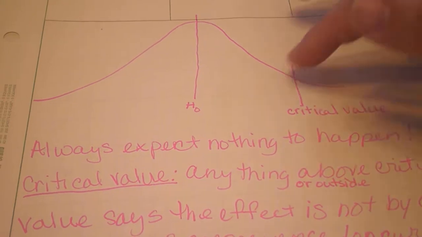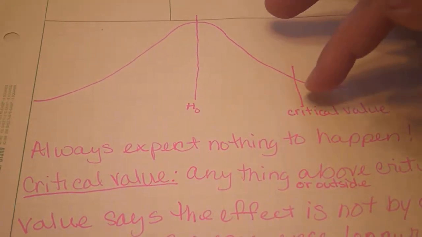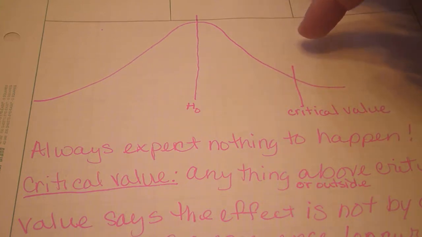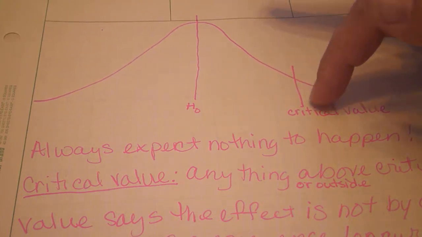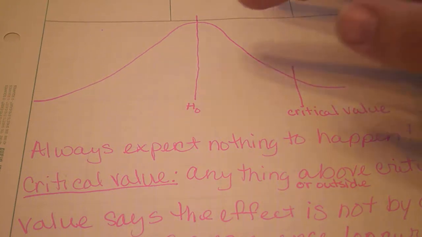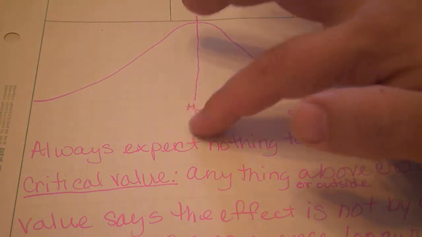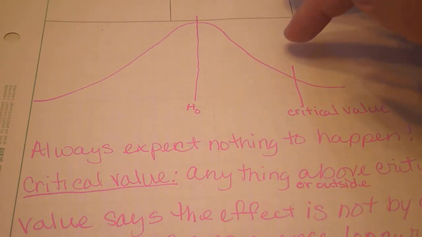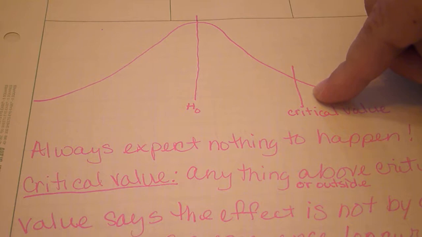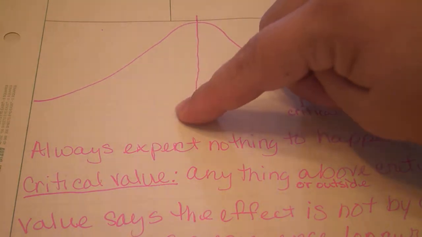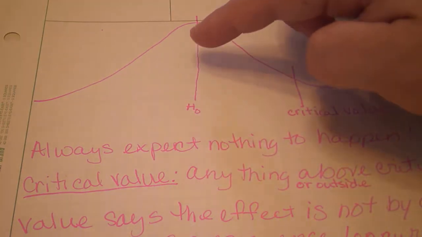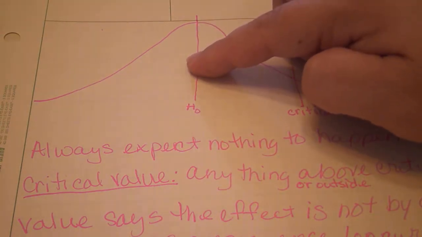So when you calculate your critical value, it's saying these are your extreme values. These values, anything out here, says that you reject the null hypothesis. It's saying that something indeed did happen, and so it's not a null. Something happened, so we reject the null hypothesis.